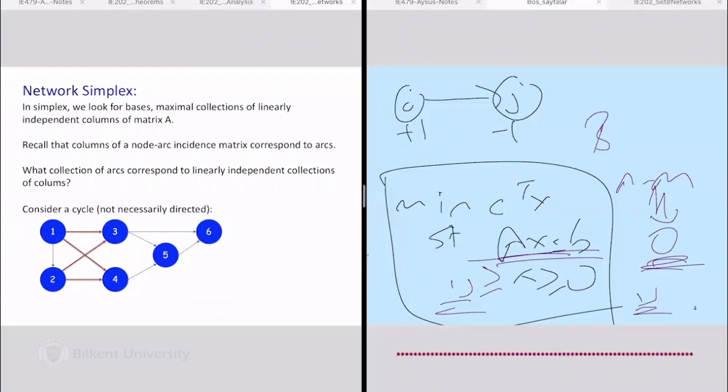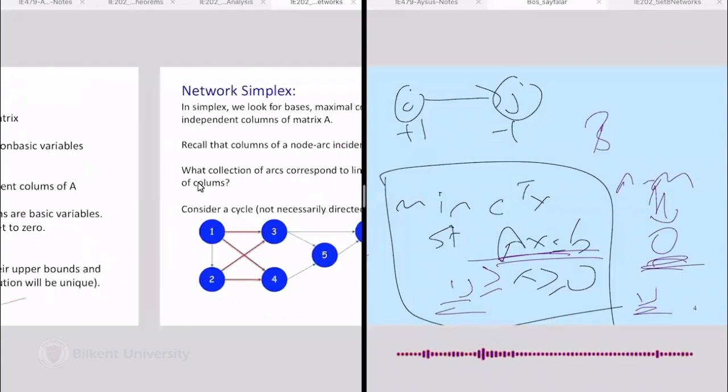Any questions? You mean the upper bounded simplex, Deniz? Is this a new question? Okay. All right. Let me repeat the upper bounded simplex.